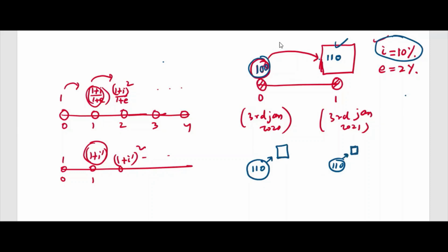Suppose you want to purchase something, say biscuits. For 110, now you will not get that many. You will get less. The value of 110 decreased, even though the money is the same. That's why we say money rate. Money rate will not change.